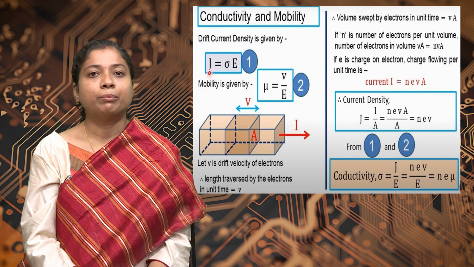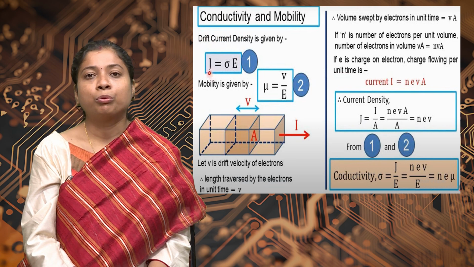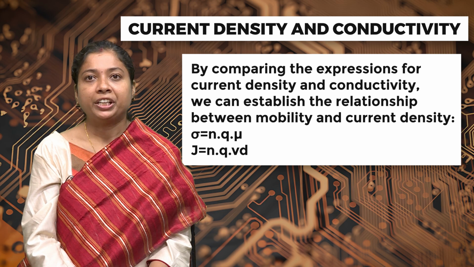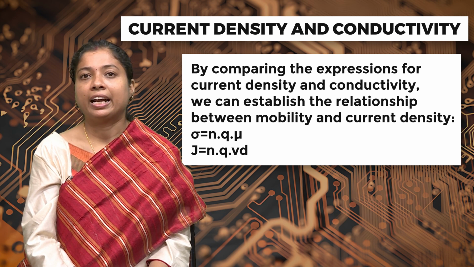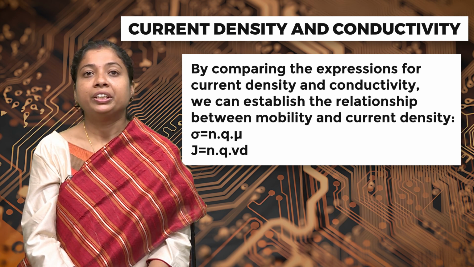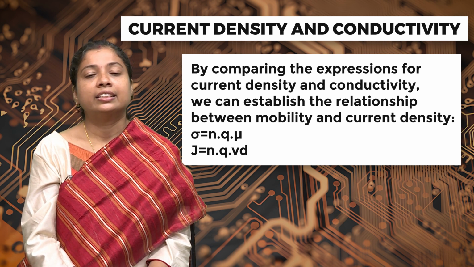Using the mathematical form, we compare both equations and prove one from the other. By comparing the expressions for the current density and conductivity, we establish the relationship between the mobility and current density. We know that conductivity is described by the equation sigma is equal to nq mu, and current density is described by the equation J is equal to nqvd.